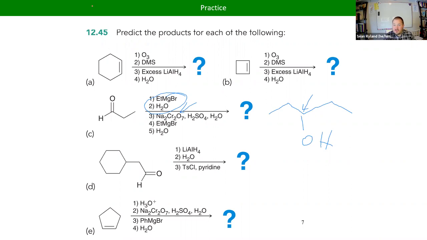You just expose it to dichromate. If you get an acid, which you can find by measuring the pH at the end, then it must be a primary alcohol. If it reacts and the chromate disappears, but you don't get an acid, it must be a secondary alcohol. If it doesn't react at all, it must be a tertiary alcohol.